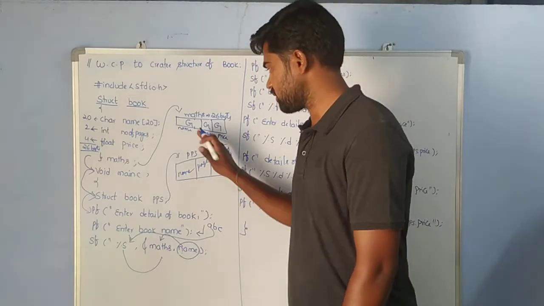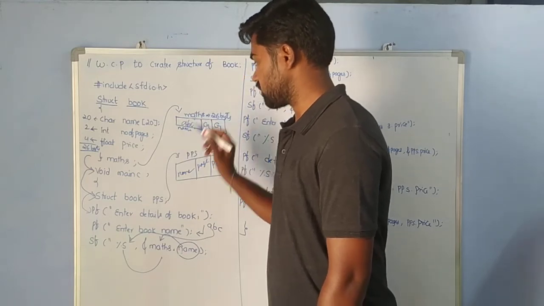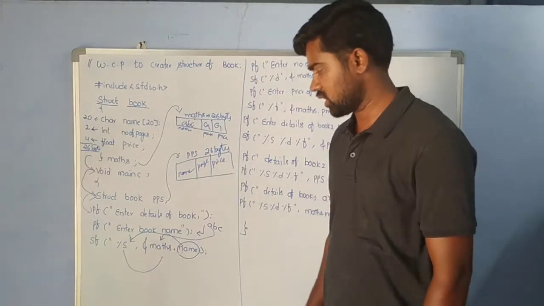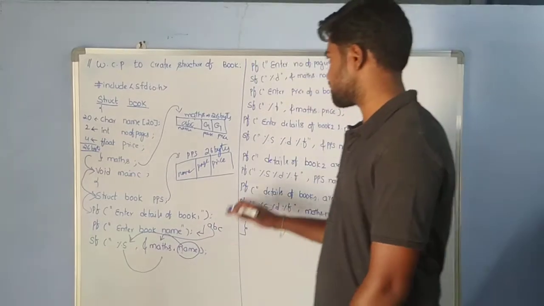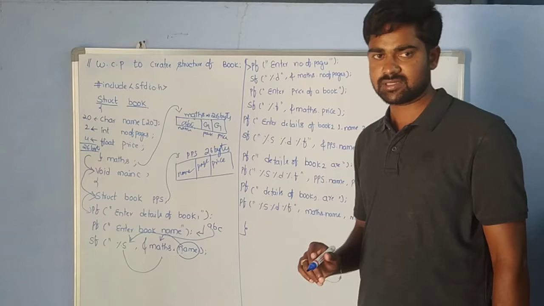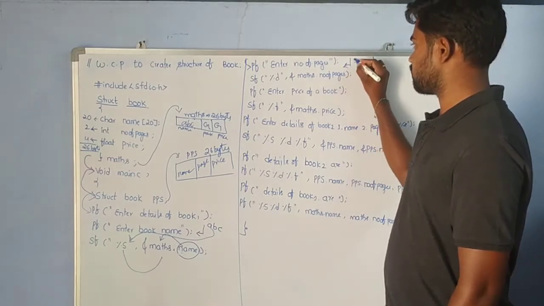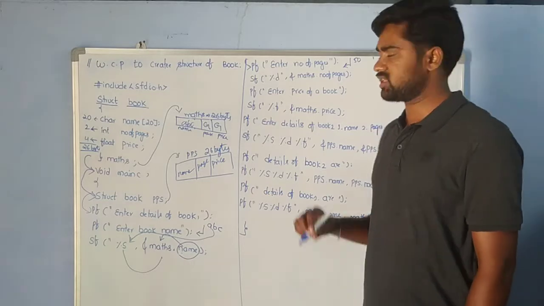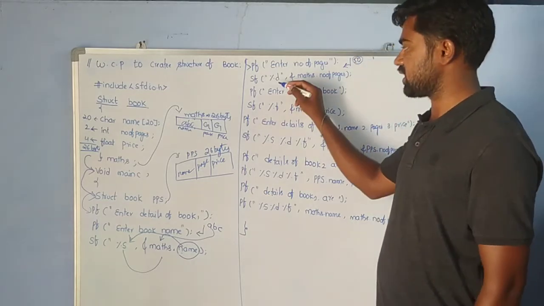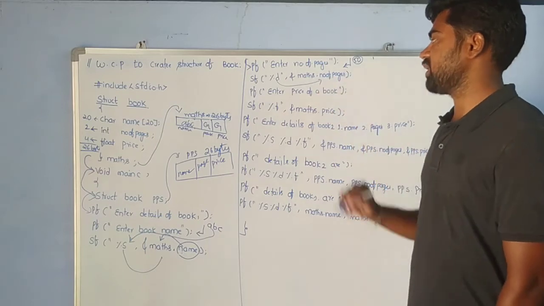So now what will happen? In the location maths name, we got data equal to ABC. After completion of this instruction, the execution control moves to the next step. Enter the number of pages. I'm going to enter the number of pages equal to 50. This 50 is going to be read by the percentile, and is going to be stored in the location maths dot number of pages.